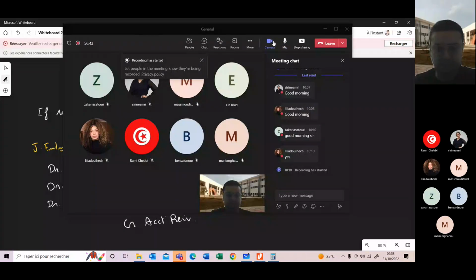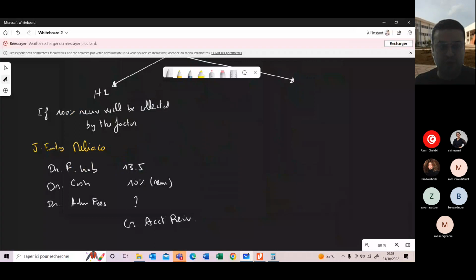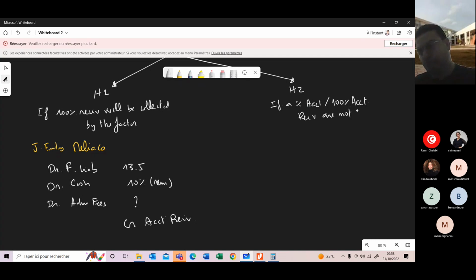Yes, that's right. Excellent. So the second hypothesis is if a percentage of the account receivable, or all of the account receivable, or 100% of the account receivable, is not collected by the factor. What is the journal entry where you should record?